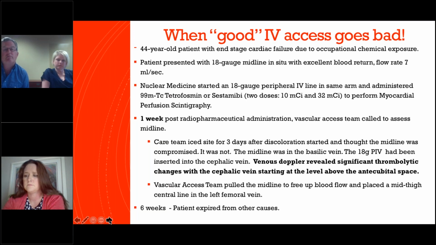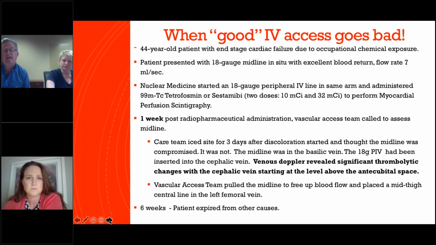This site had been bothering the patient since the injection happened, and they were icing it. And so what ended up happening is that we got a venous Doppler, and it showed to be clear, the IV was in the cephalic vein, the midline was in the basilic vein. The venous Doppler revealed significant thrombolytic changes with the cephalic vein just above the antecubital space.